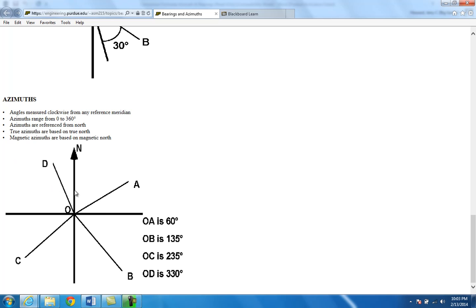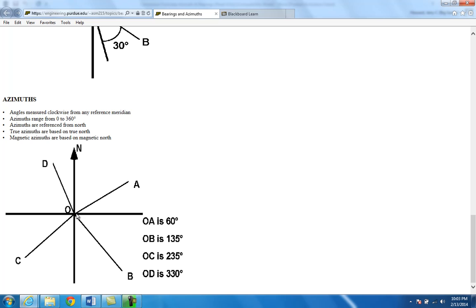But again, you have north, east, south, and west. You start from the center point here. North is 0. Only north is 0. Unlike bearings, where north is 0 and south is 0, in azimuths you only have one 0. You go from this point, and it goes all the way around to 360, back to north 0 again.